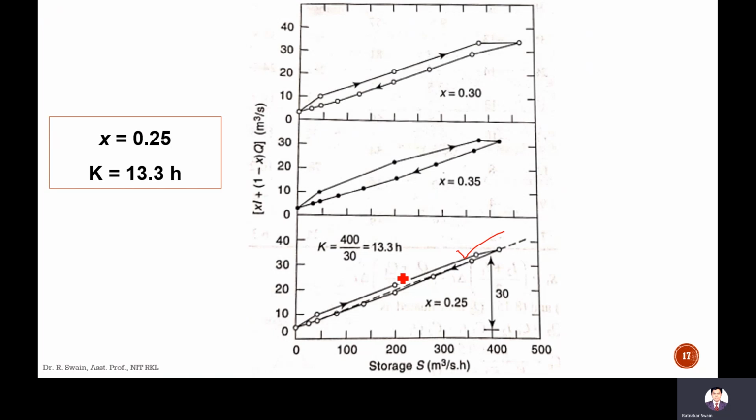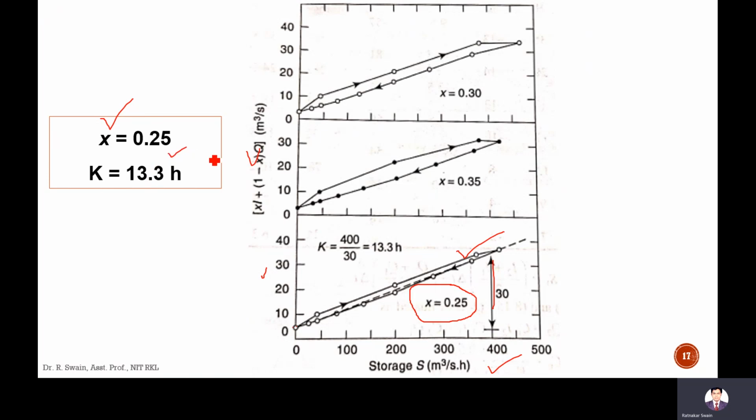So finally x equal to 0.25 is chosen as the accurate value, and the K value will be the inverse of the slope. The slope is 30 divided by 400, but the inverse will be 400 by 30, which is 13.3 hours. We take the inverse because on the y-axis we have taken this value and on the x-axis the storage. If storage is taken on the y-axis, the slope itself gives the K value and no inverse is required. So finally the x value is 0.25 and K is 13.3 hours.